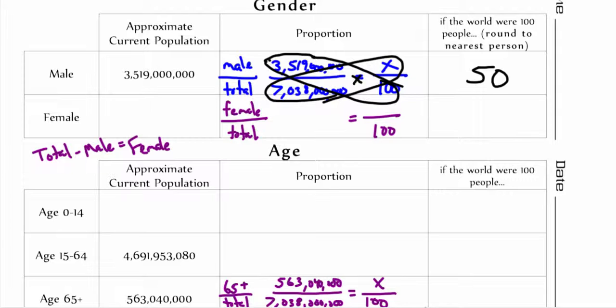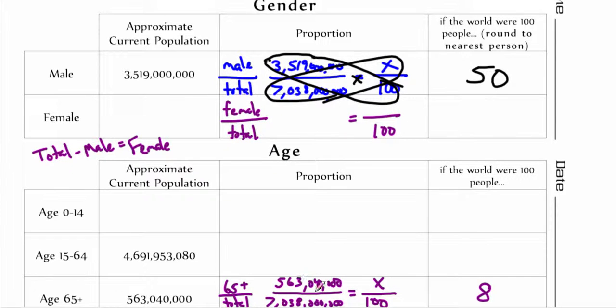Just be careful with your zeros there. And then let me go back, and I would get 8 as my answer. So if there were 100 people in the world, only 8 of them would fall into the category of being 65 or older. So a very small portion of the population would be in that retirement age.